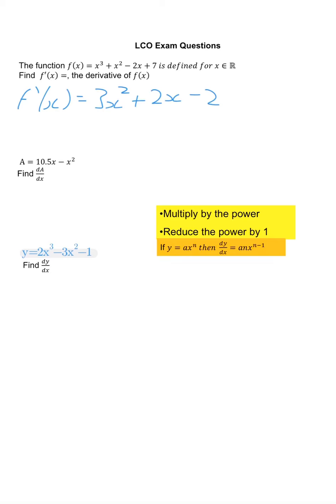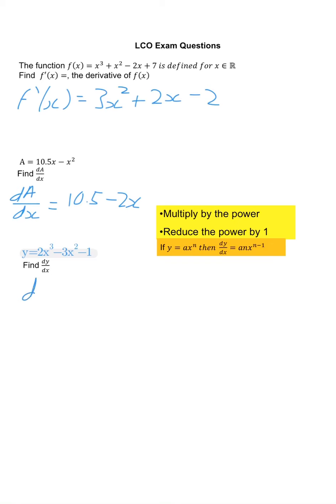The next one then, notice it's not y equals or f of x equals, it's A equals. So then it's dA dx that we need to find. Now, 10.5x, like in the previous one when minus 2x became just minus 2, that'll just become 10.5. Then minus x squared will become minus 2x. And that's it.